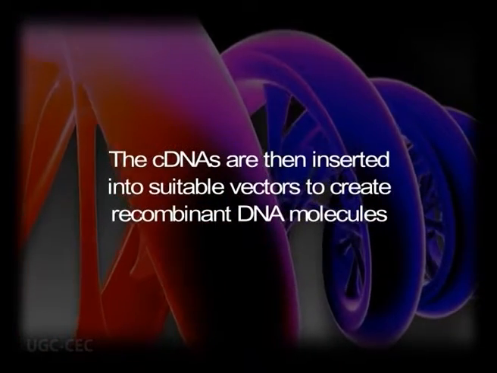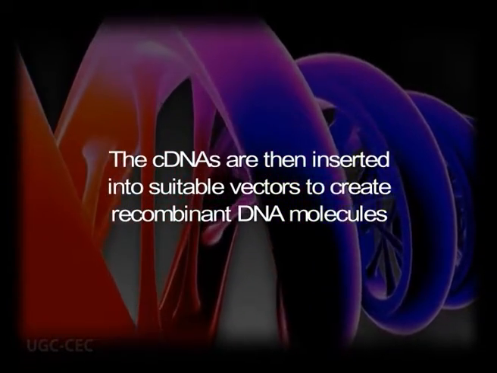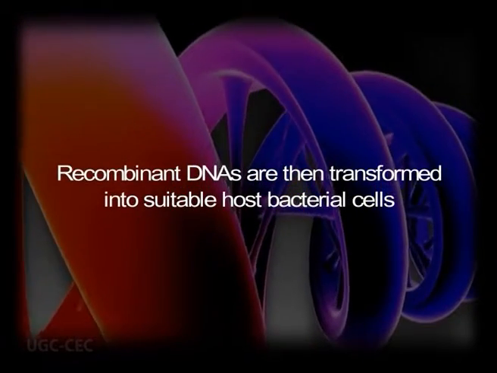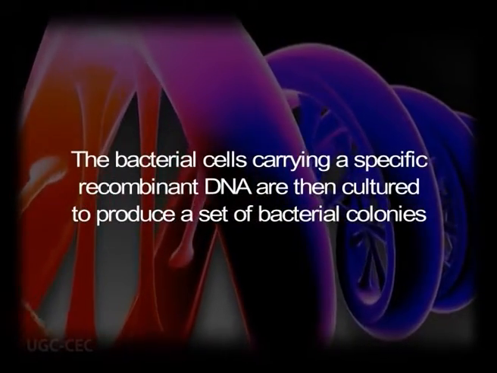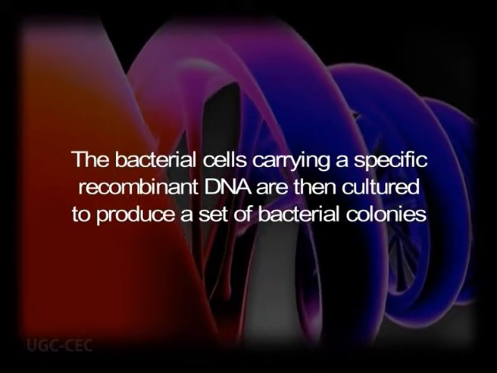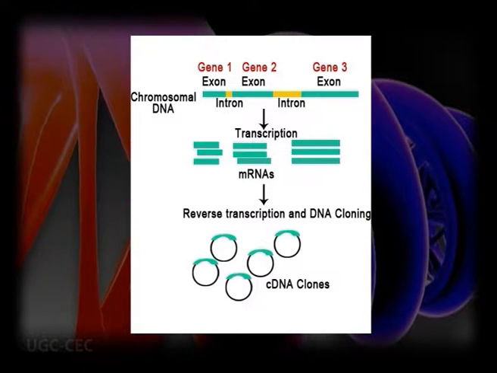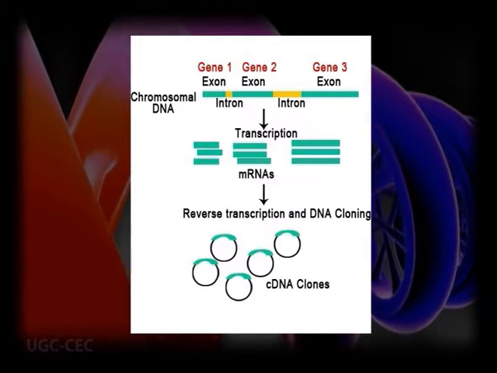The cDNAs are then inserted into suitable vectors to create recombinant DNA molecules. The recombinant DNAs are then transformed into suitable host bacterial cells. The bacterial cells carrying a specific recombinant DNA are then cultured to produce a set of bacterial colonies, each colony representing a specific gene in the form of a cDNA, and it is thus called a cDNA library.